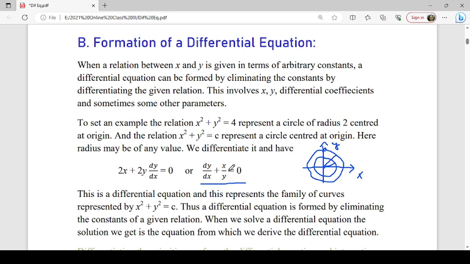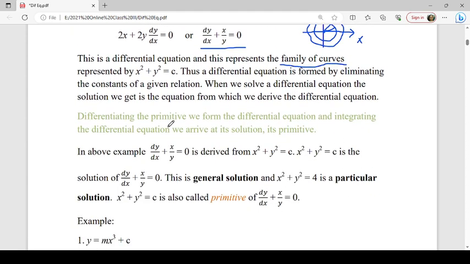So this is the equation. We are forming this equation from this. This equation represents this set of circles. Any c, it may be 4, it may be 9, it may be 16, it may be 25, anything. And we say this is a family of circles. The radius is any value. So the differential equation represents this family of curves represented by this. So this is the formation of differential equation.